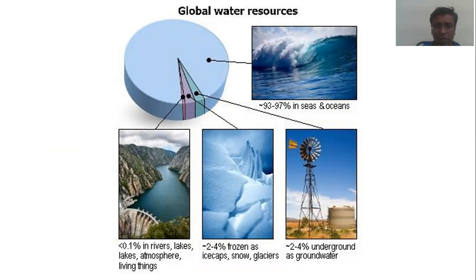Out of these, the pure water present in our atmosphere and in the oceans is nearly 93 to 97% of the water, present in seas and oceans. The remaining water is present as lakes, rivers, ice caps, and underground water.